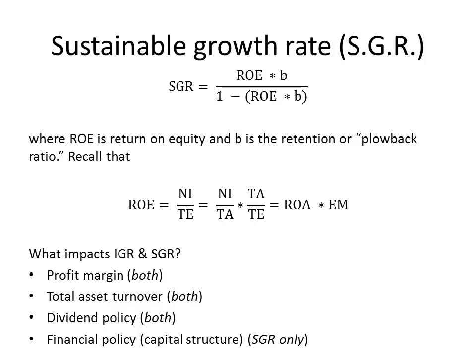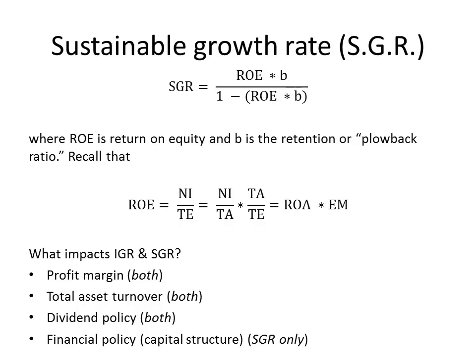So what impacts the internal growth rate and the sustainable growth rate? Profit margin impacts both, because higher profit margin means higher ROE and higher ROA. The more money you make on your sales, the more net income you have, the more money you have to plow back into the operation. Also, total asset turnover. The more sales you create for the same assets, the smaller asset base you'll have to grow, and the more net income you'll have per asset.